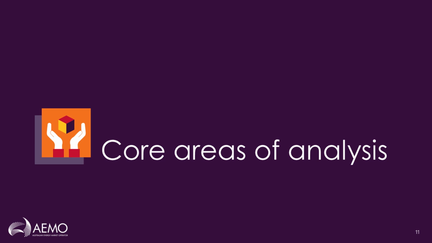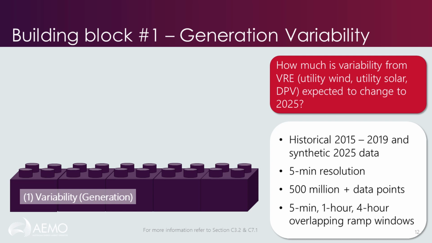Thanks, Quinn. Let's move straight into the first area of analysis, which was generation variability. From this piece of analysis, we really wanted to understand how much variability from VRE, so that's variable renewable energy, is expected to change out to 2025. So we're essentially interested in variability from utility wind, utility solar, and distributed PV.